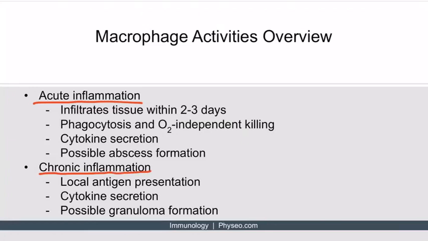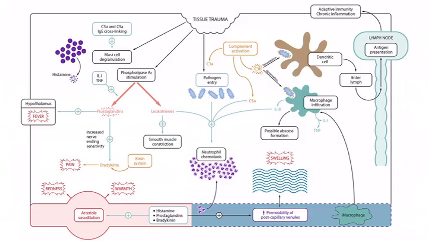During the acute inflammation video, Section 2 of this chapter, I explained that macrophages will infiltrate the tissue within 2 to 3 days. They will also perform phagocytosis and oxygen-independent killing. They will also perform cytokine secretion and initiate possible abscess formation. And this is the acute inflammation overview image, which we discussed in Section 2.